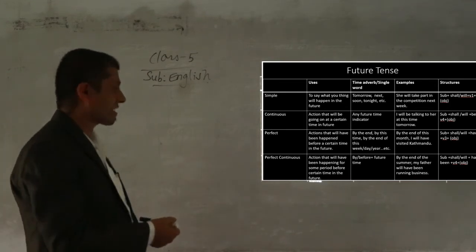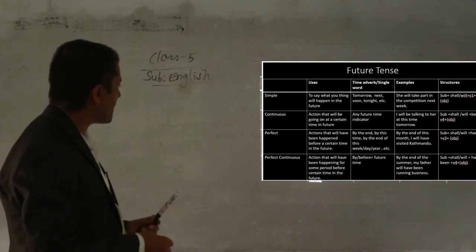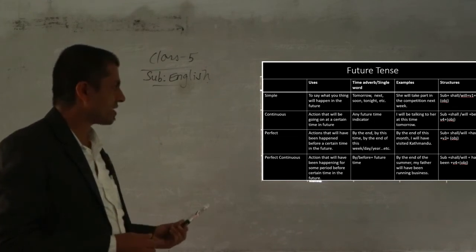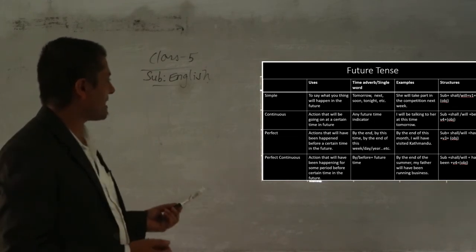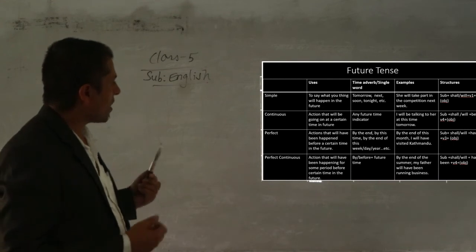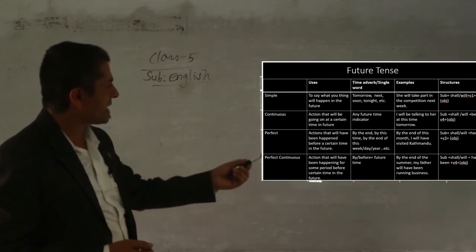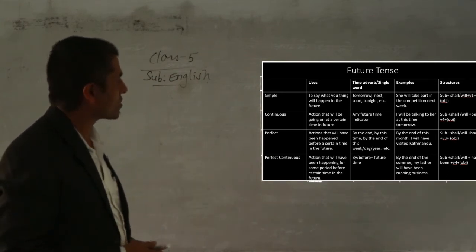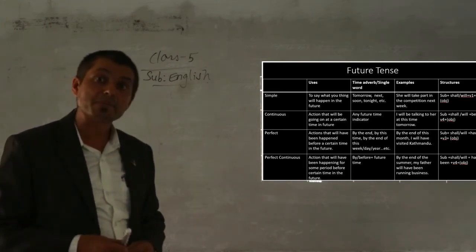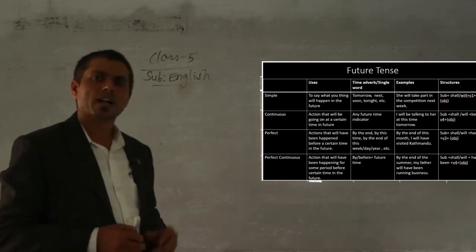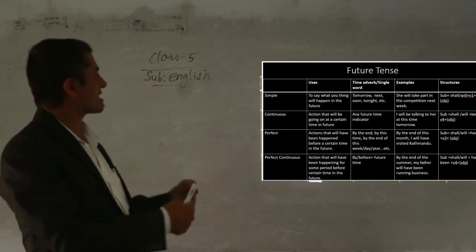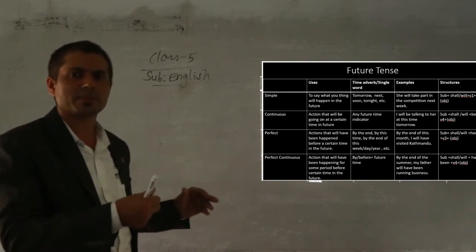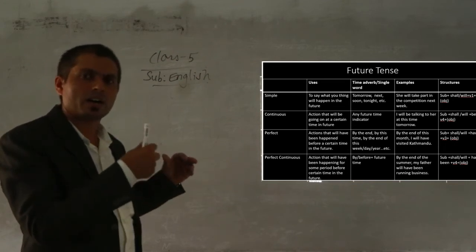Now next one here, perfect continuous tense. Action that will have been happening for some period before a certain time in future. And then here we have: by or before plus future time. By the end of the summer my father will have been running business, example sentence. And then the structure: shall or will plus have plus been plus verb plus object. So already we had used such a table in our example sentences, and even in conversation video you already observed.